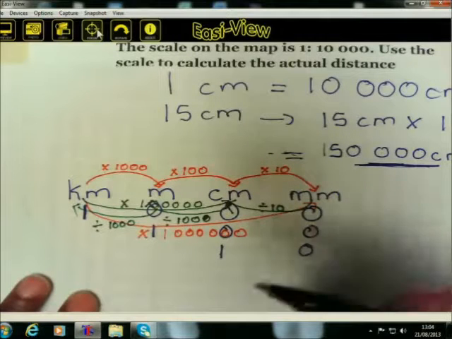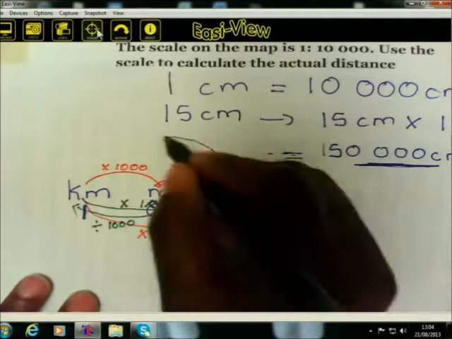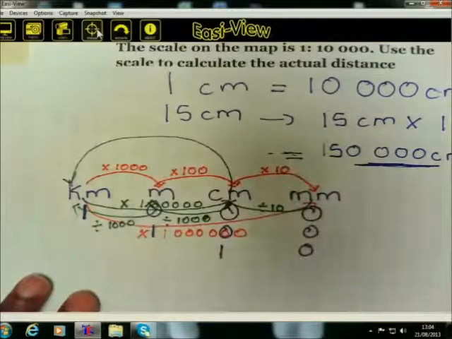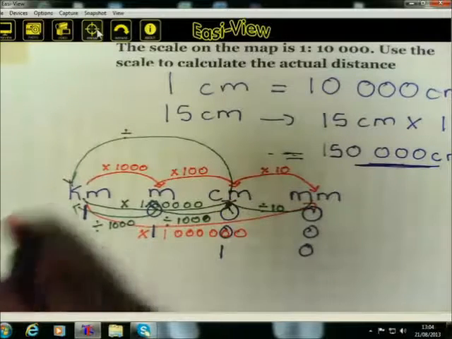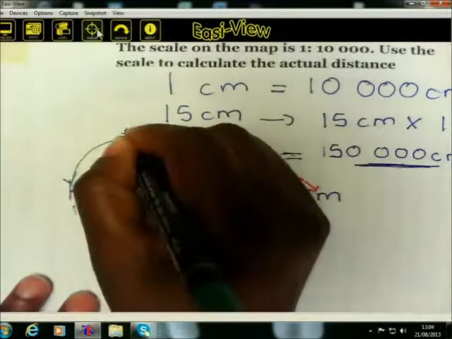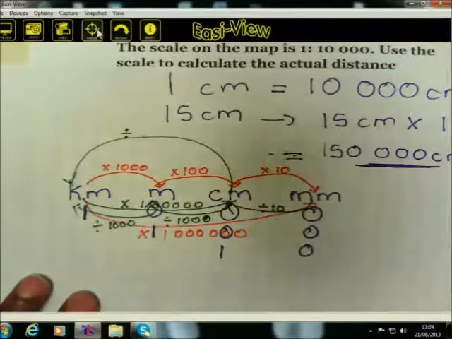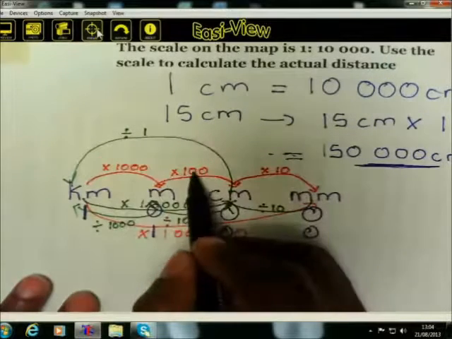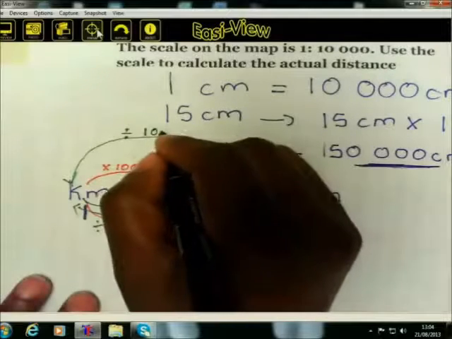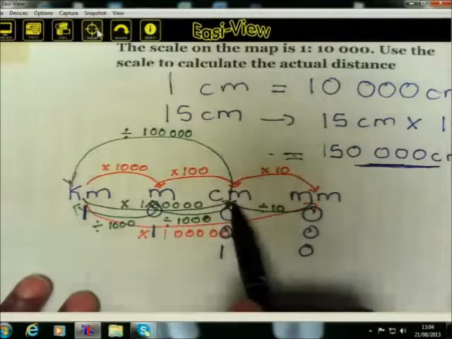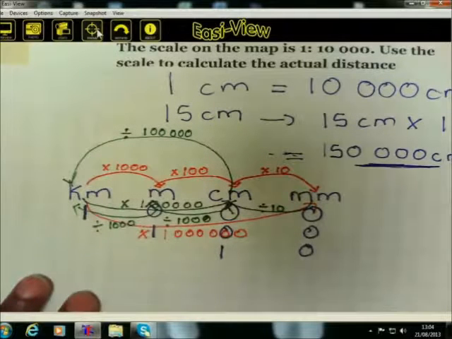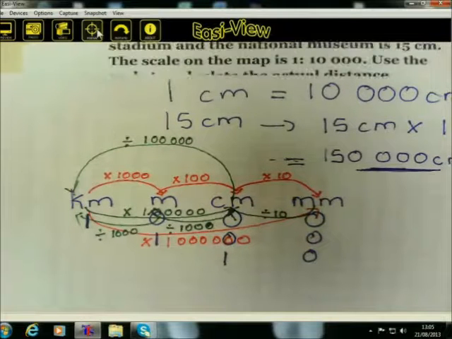Let's say I'm now converting from centimeters to kilometers. Remember, we have changed the direction now. We are moving from this direction to this one. We divide. Very important for you to know that you divide. How many zeros? 1, 2, 3, 4, 5. It means when you convert from centimeters to kilometers, you are going to divide by 100,000. I hope you find that method easy to use, Grade 12s.